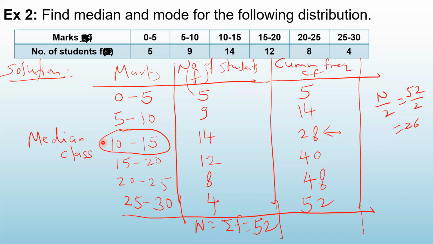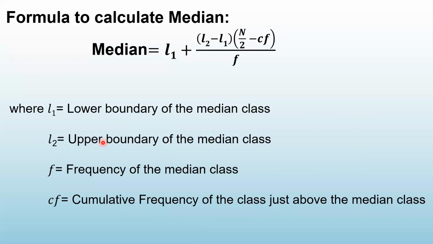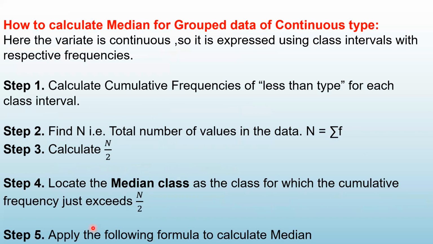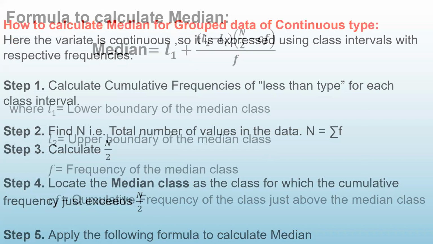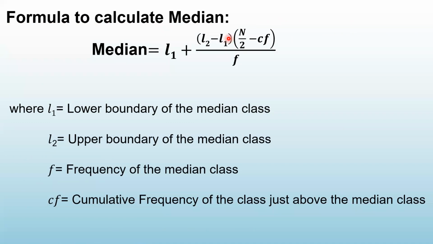So you have located the median class. Look at here. So fourth step we have done. Locate the median class as the class for which cumulative frequency just exceeds n by 2. That means where is it just bigger than n by 2? That class is your median class. Then you have to apply the formula. So what is the formula to calculate the median? This is the formula. Median is equal to L1 plus L2 minus L1 into n by 2 minus CF divided by F. So let us apply the formula.